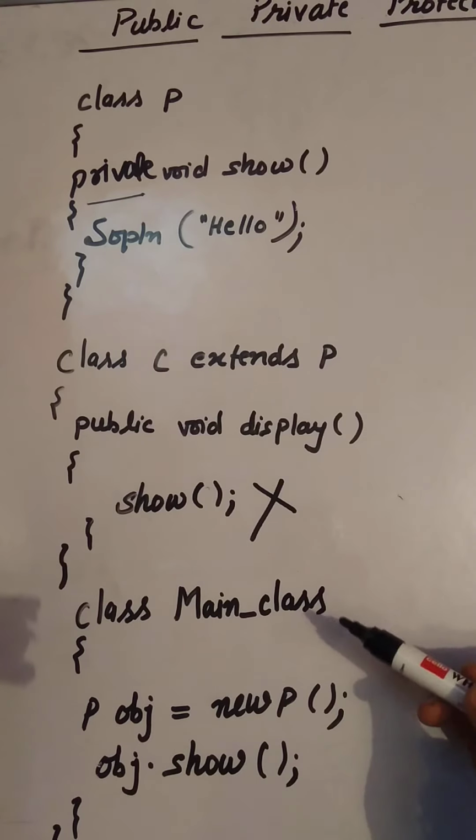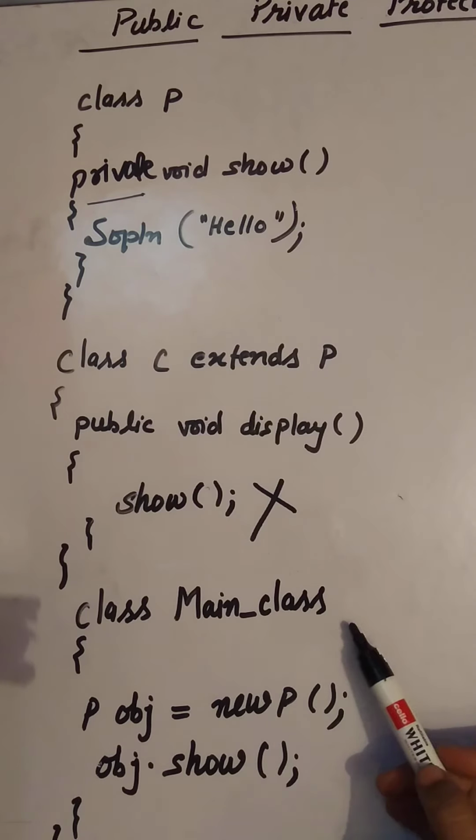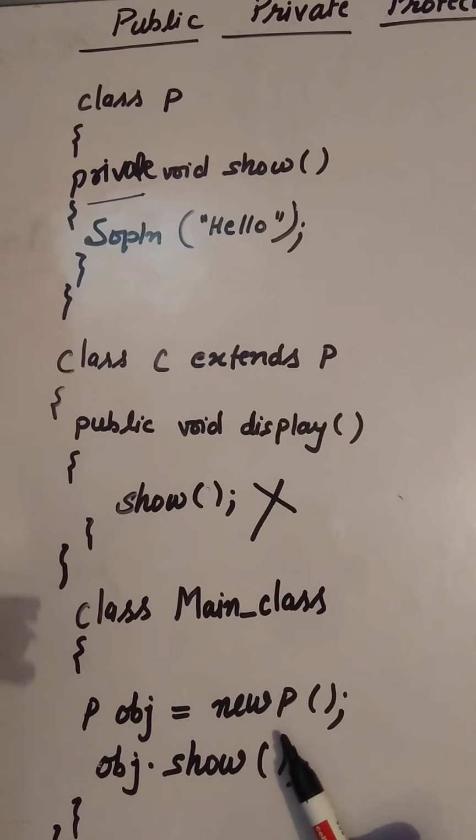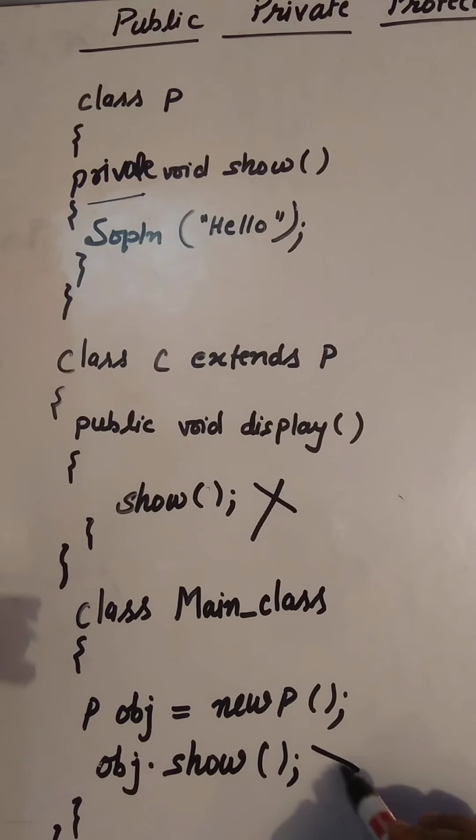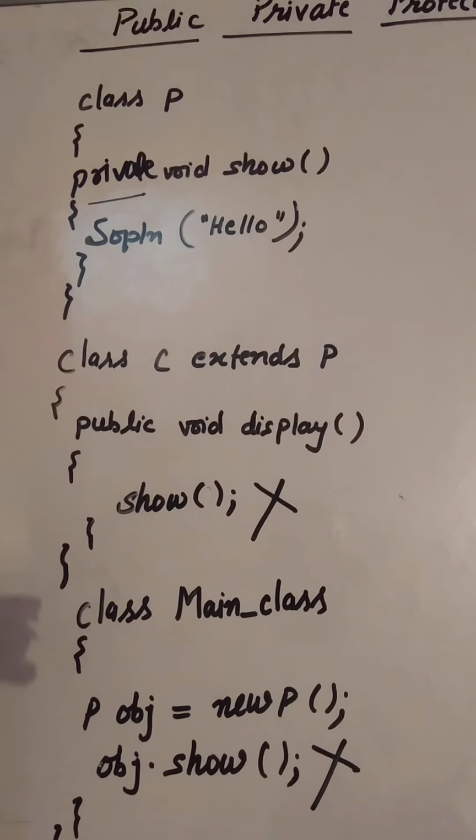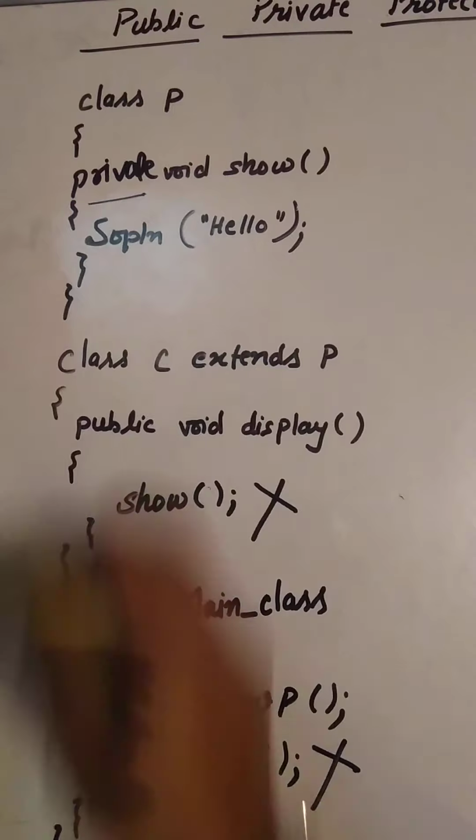Okay, and here in the main class we are creating the object of the parent class. Yes, we can create the object, but we cannot display the method show. We cannot display the method show because show is a private function. Show is a private function. Clear? Next modifier is protected.